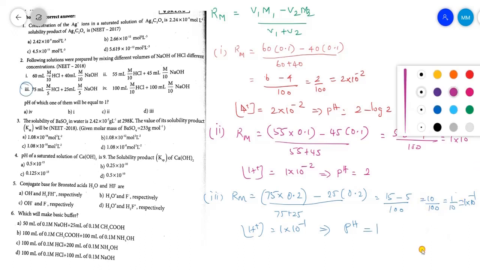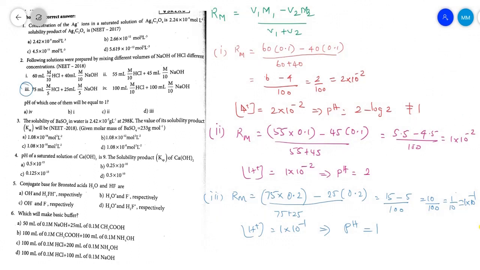In case of the fourth one, the given resulting molarity is equal to 100 into M by 10, it is 0.1, minus 100 into 0.1.